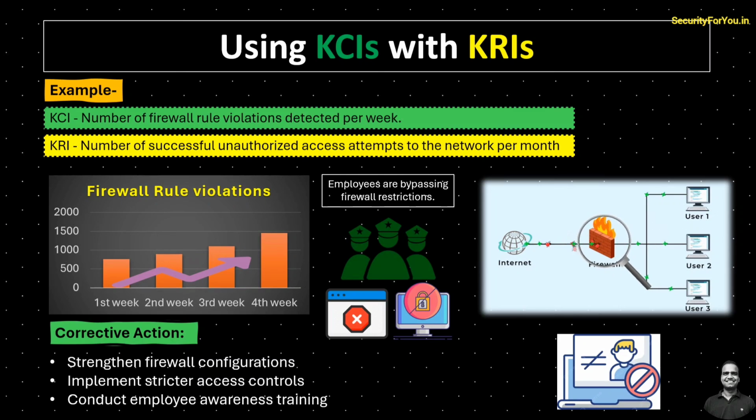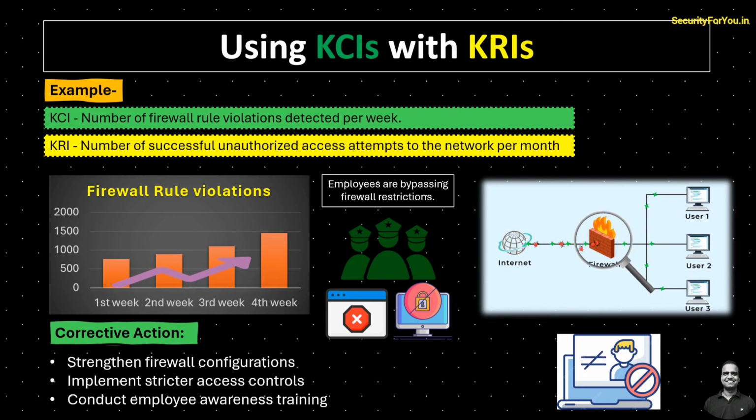I hope you have understood the relationship between key control indicators and key risk indicators. In this example, regular monitoring of key control indicators enabled the organization to detect weaknesses in its network controls before they lead to actual security incidents, right? Taking corrective action based on key control indicator observations helps mitigate risk and prevent key risk indicators from materializing into significant security events. I hope now you have understood the relationship between key risk indicators and key control indicators.